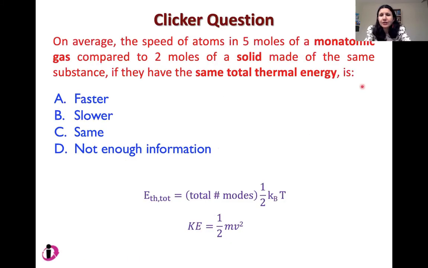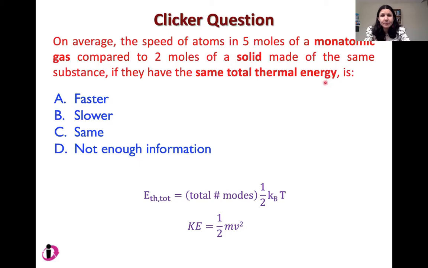Okay, and now I'll just ask you a couple of questions. Another concept that we actually want to think about, and we'll do it through this question, is connecting kinetic energy to speed. So let's read this together. On average, the speed of atoms in 5 moles of a monatomic gas compared to 2 moles of a solid made of the same substance, if they have the same total thermal energy, is.